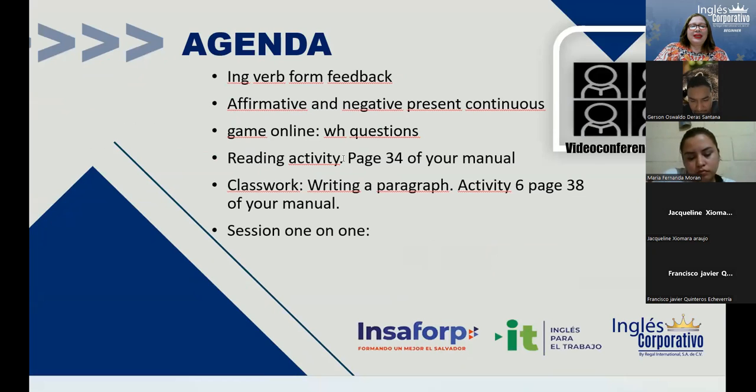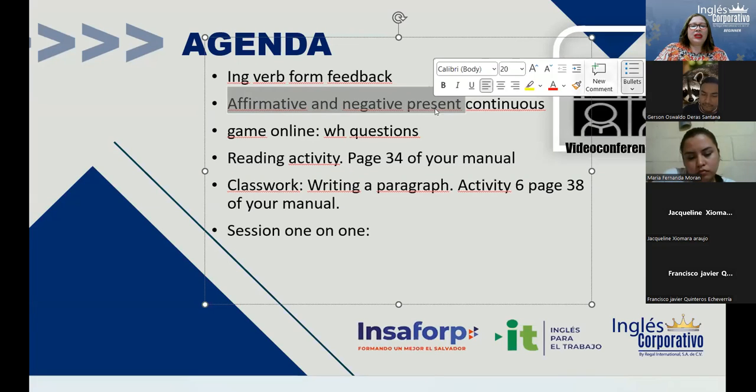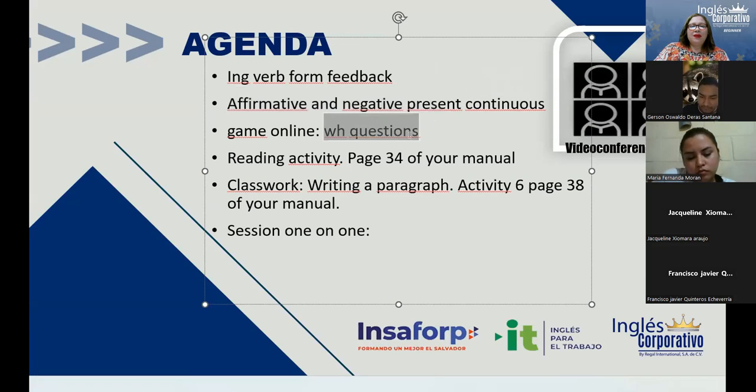So today we have a reading activity. We want to practice the affirmative and negative present continuous. We have something about the WH questions and the direct questions too, not only WH, but all questions. And we have to write a paragraph, even though we're going to do a dictation instead of writing the paragraph. If it is possible, we are going to do a dictation activity. This is what we are going to do, guys.